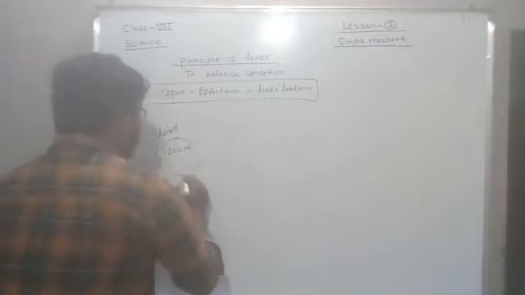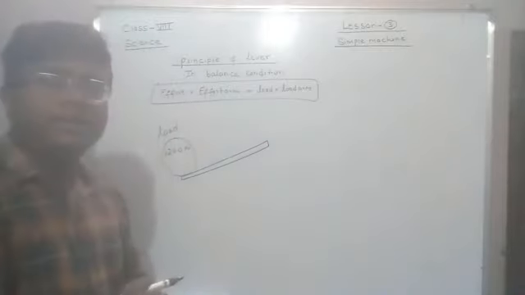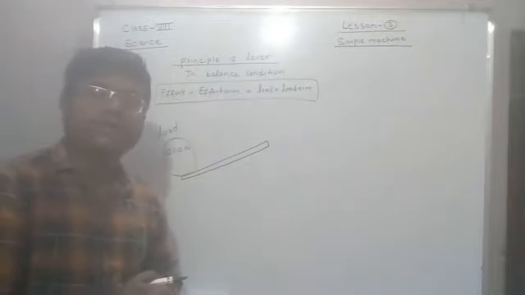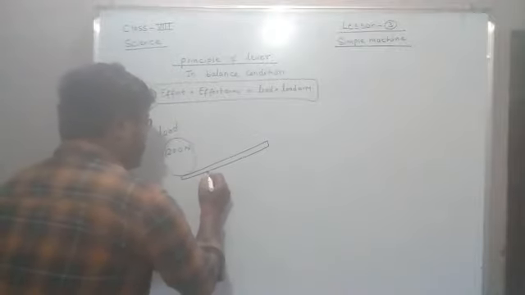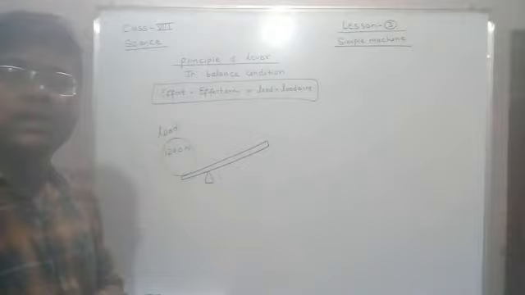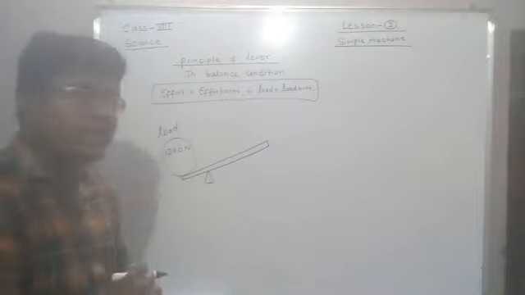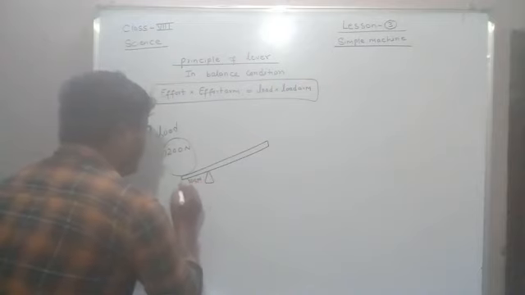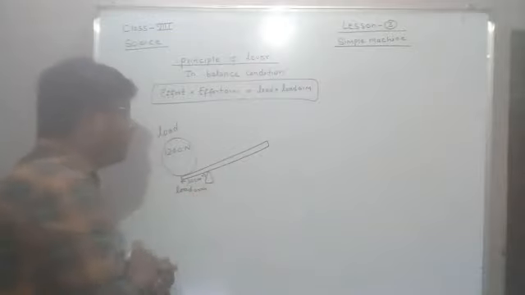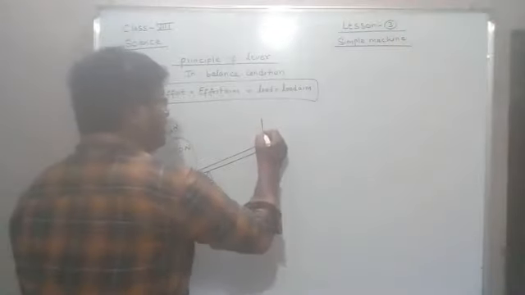Let this be the lever. Simply, a lever is a rigid bar which is free to rotate about a point called the fulcrum. Let the fulcrum be this. The distance between the load and the fulcrum is called the load arm. Let the load arm be 30 centimeter.